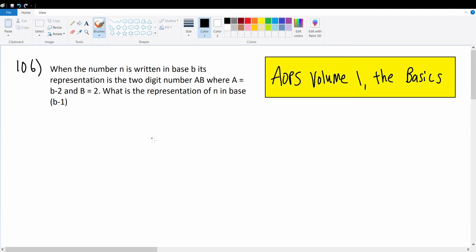AoPS Volume 1, The Basics, number 106. When the number n is written in base b, its representation is the two-digit number ab, where a is equal to b minus 2 and b is equal to 2. What is the representation of n in base b minus 1?